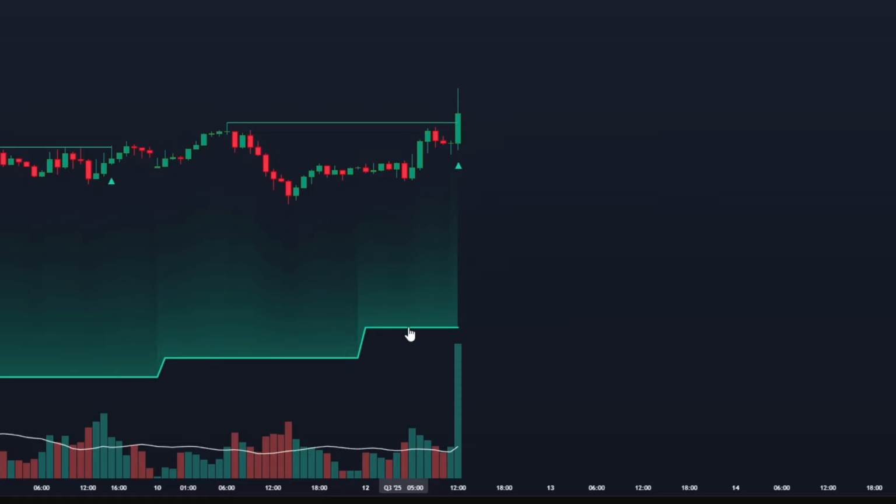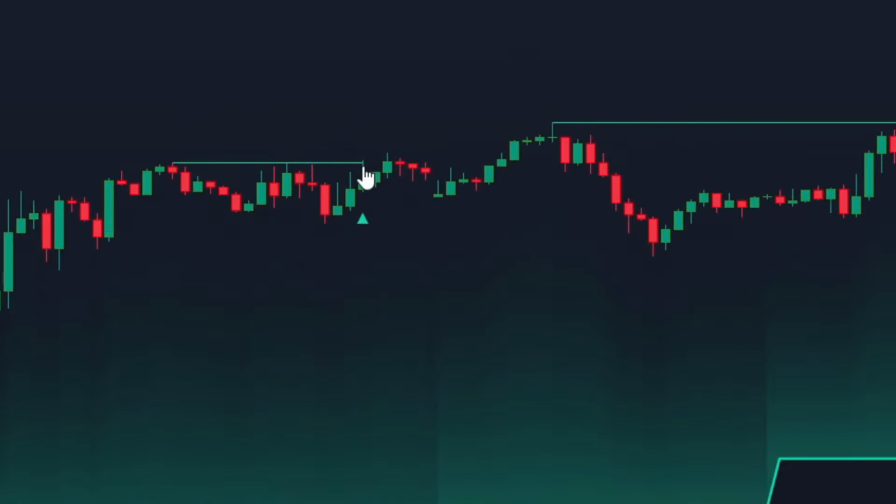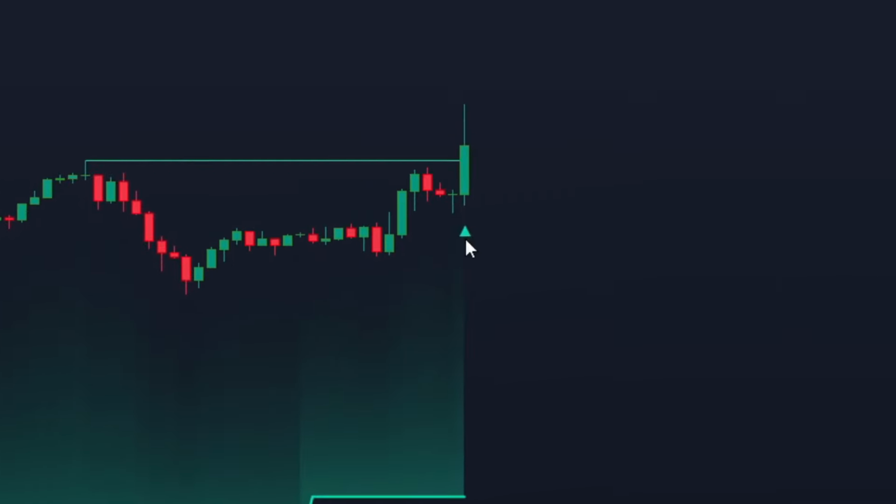First, the band should be green, which means the indicator has detected a bullish trend. That tells us we're only looking for buys. Second, we wait for price to break and close above a previous pivot high. It has to be a clean candle body close, not just a small wick. When that happens, the indicator will automatically print an up triangle showing bullish continuation.